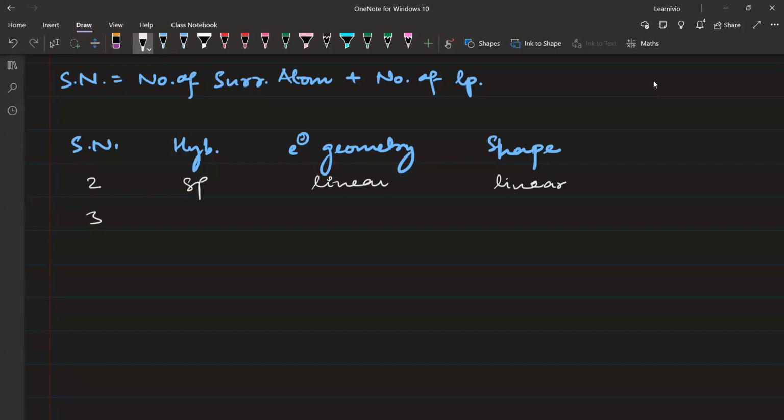Steric number 3. Hybridization will be sp2 and geometry is trigonal planar. ठीक है, trigonal planar. Shape अभी if you have zero lone pairs, then it is going to be again trigonal planar. ठीक है, trigonal planar होता कैसे? Trigonal planar is like this. You have atom A. You have 3 bonds like this.